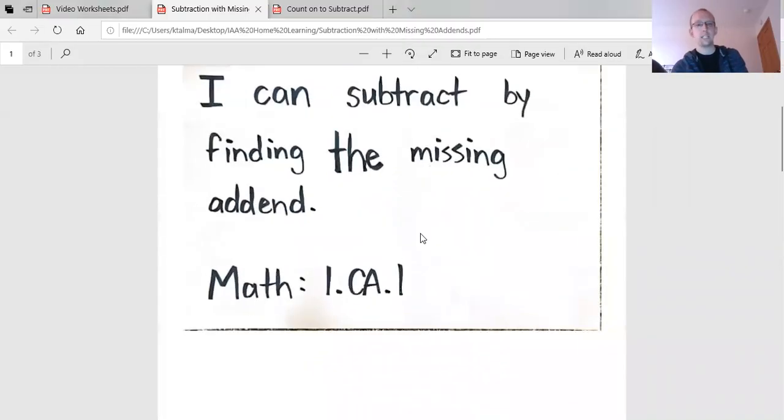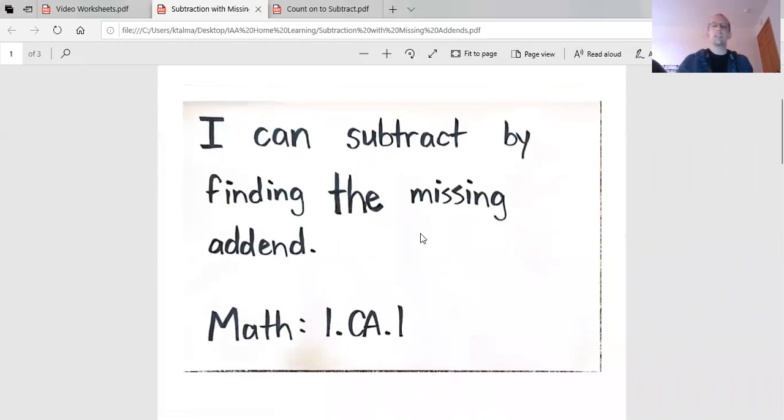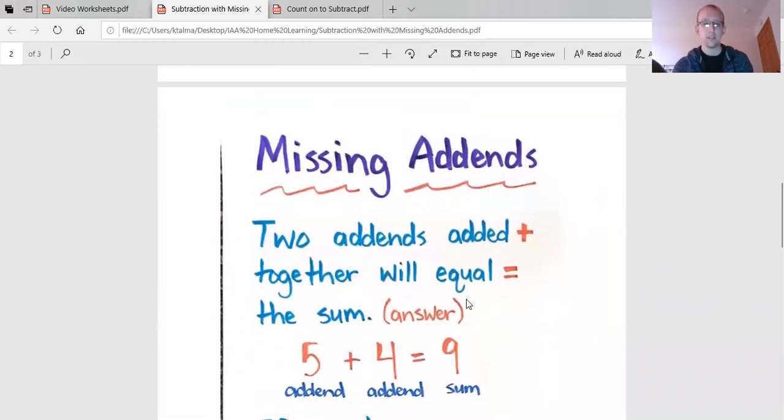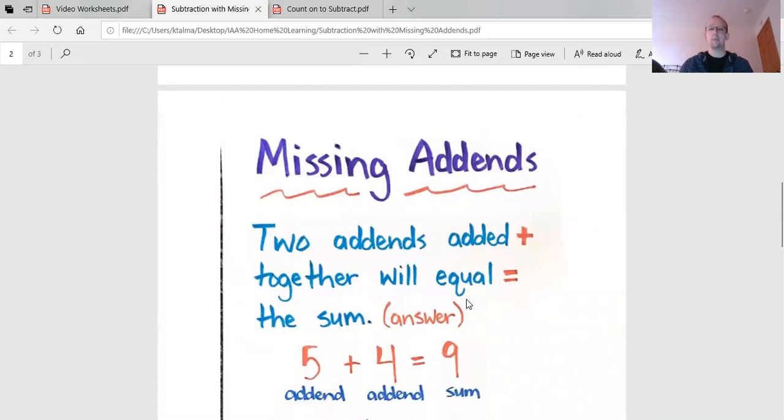Our objective for today. By the end of this lesson, you should be able to say, I can subtract by finding the missing addend. So in this lesson, we're going to be talking about what missing addend means and how you can use that to help you subtract. Let's get started. So first off, we're going to talk about what a missing addend means.